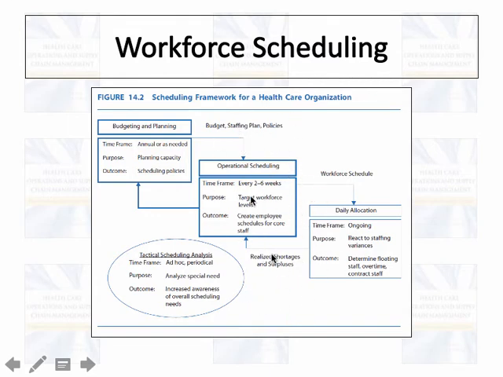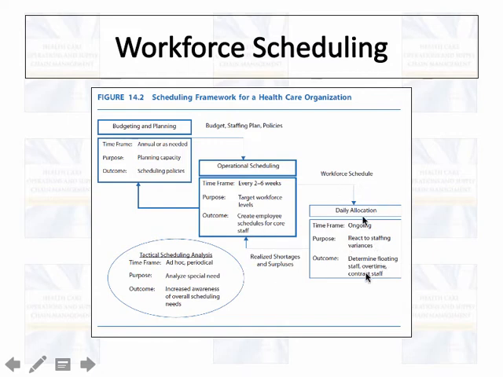And operational scheduling is a lower level framework, with a time frame of 2 to 6 months. The purpose is to target specific workforce levels. For example, if you are a specialist hospital, you would say, I need specialists, postdocs, doctors, and all to target. And if you are a regional healthcare provider, for example with nurse practitioners, the purpose of this level is to focus on nurse practitioners. And the outcome is to create employee schedules for care staff. So basically, the planning over 6 months, what type of employees you need.